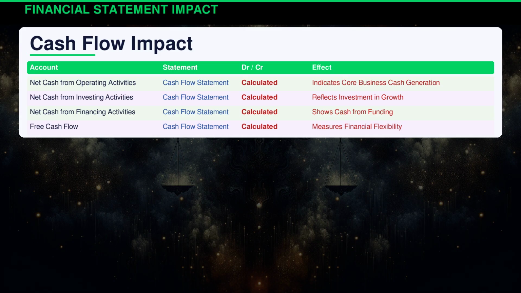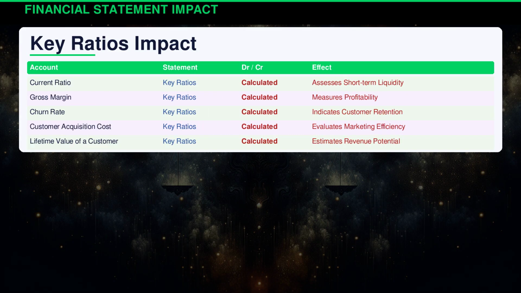Free cash flow, derived from operating and investing activities, measures financial flexibility and capacity to fund future expansion or return capital to investors. Key financial ratios provide deep insights into SaaS performance. The current ratio gauges liquidity, ensuring Zoho can meet short-term obligations. Gross margin measures profitability from core activities, critical for pricing strategies.